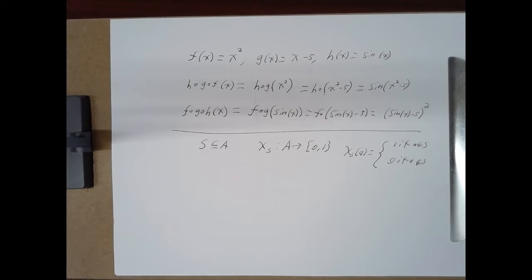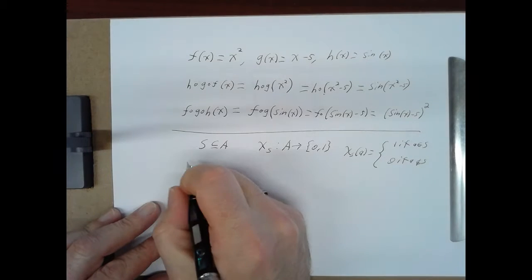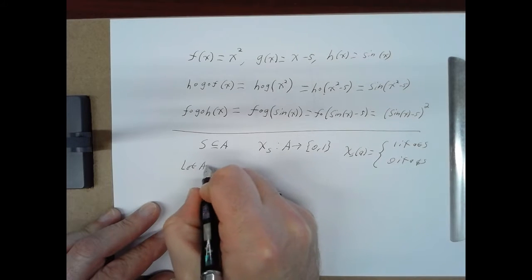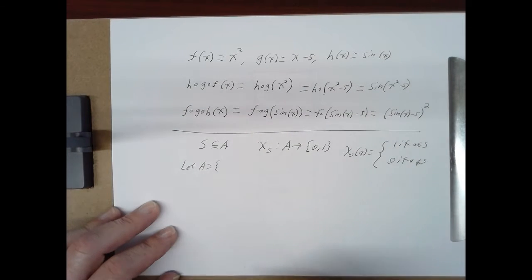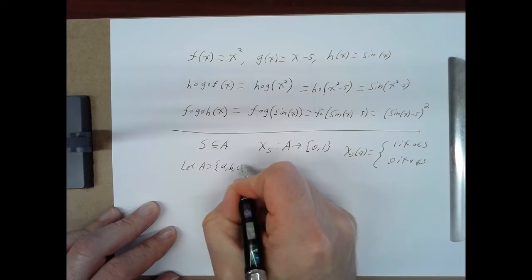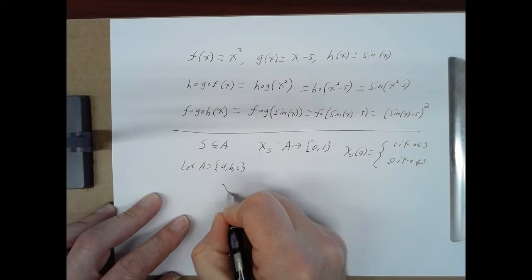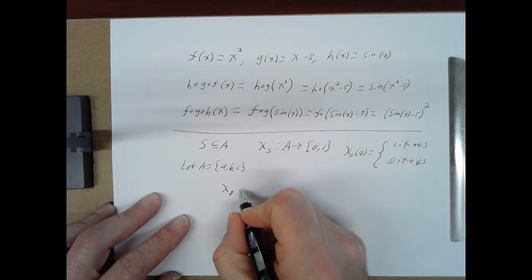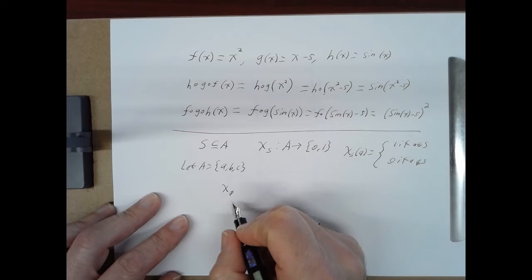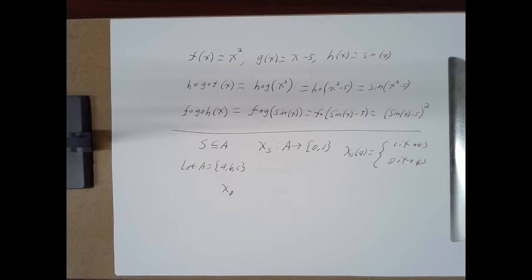So we're asked, let A equal this set containing a, b, c. So chi of the empty set, yeah, that's the empty set. Does that help? Yeah, there's multiple symbologies sometimes.